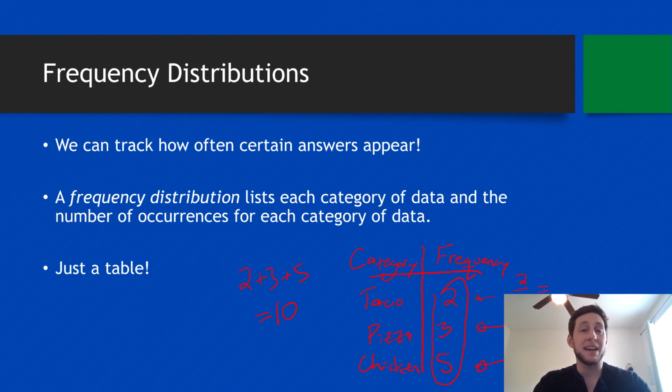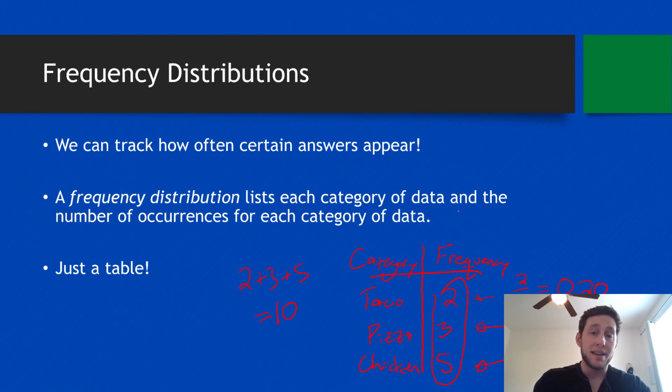Now, if we wanted to make that into a decimal, we would say something like 0.20, 0.30, and 0.50. So hey, at last I know 20% voted for tacos, 30% voted for pizza, and 50% voted for chicken.